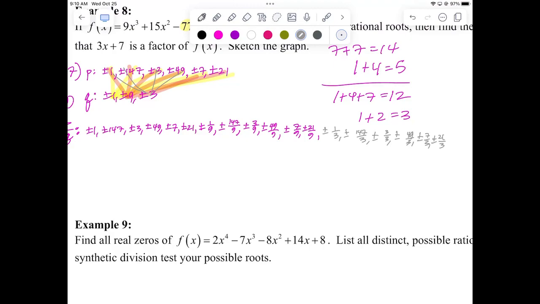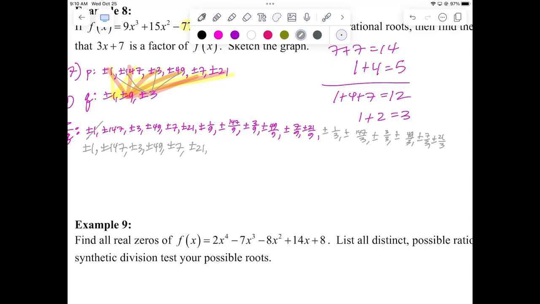We get to go through and simplify, and if anything simplifies down to something that's already listed, we don't have to list it again, okay? So here we go. Plus or minus 1, that's good, right? I'm going to cross them out as I go. Plus or minus 147. In fact, I can list all these again. Plus or minus 3, plus or minus 49, plus or minus 7, plus or minus 21.